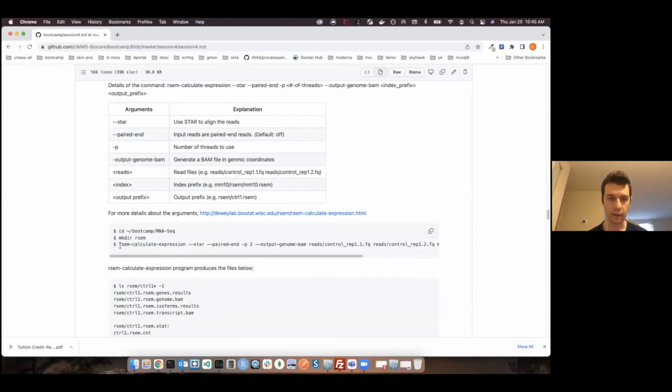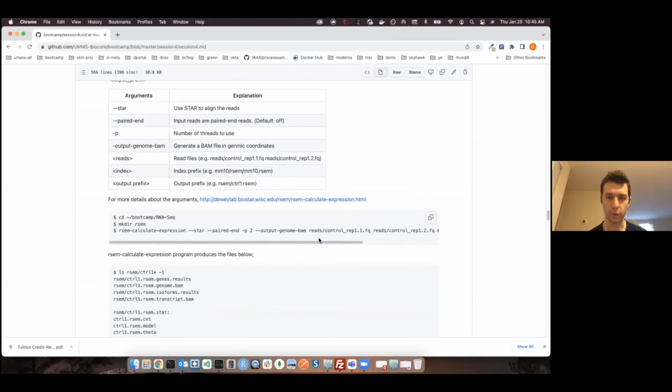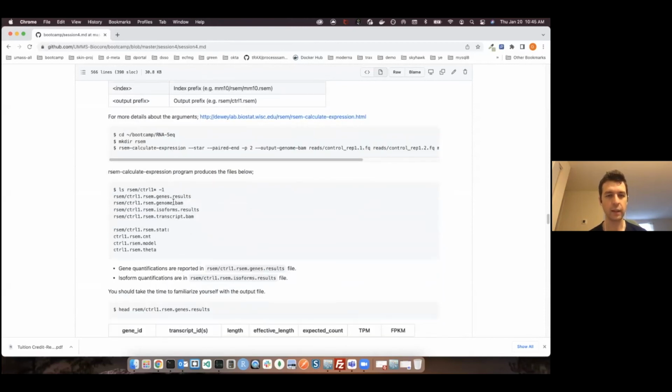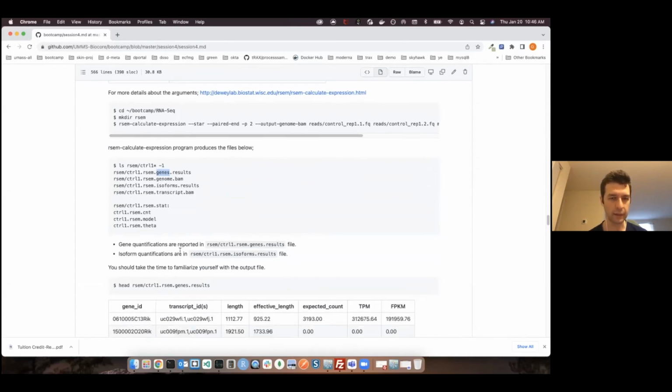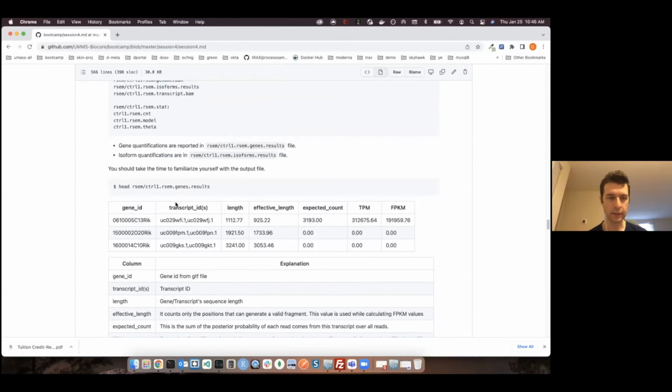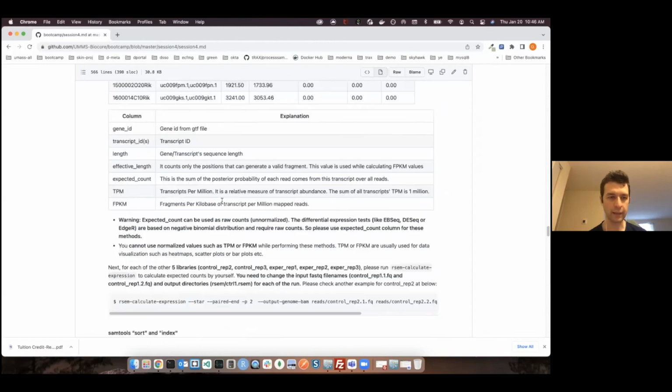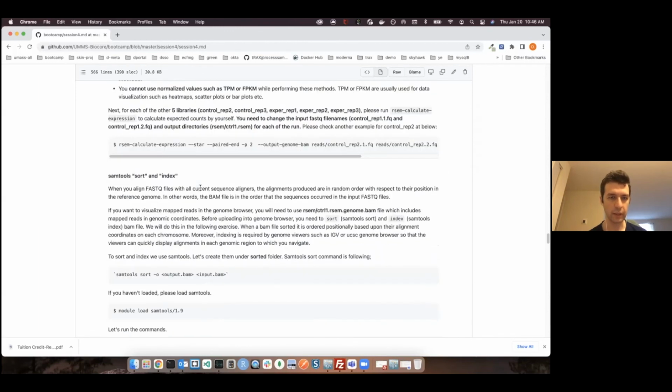And this is actually the command that you're going to execute for each pair of reads that you have. And this should create these results. For example, for this one, it creates gene count values in this file, and in this file, it creates isoform counts. And also, you will have the BAM files. And after you've done this part, you can check the structure of these results. They look like that. And please read all these explanations.